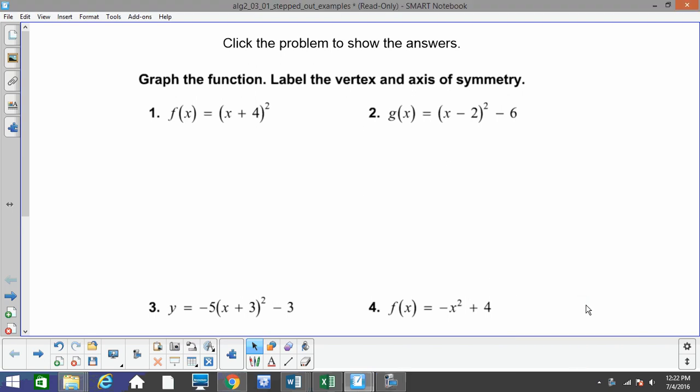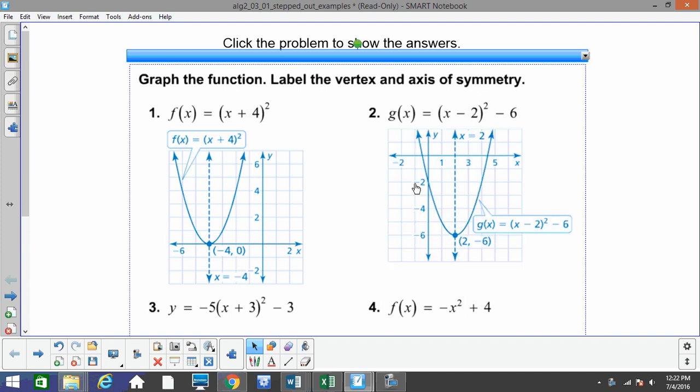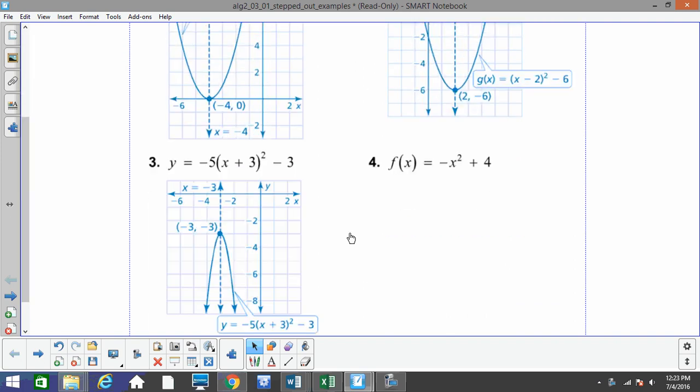All right, let's start off with a couple of review problems. We want a graphed function, label the vertex and axis of symmetry. These are all quadratics that are being transformed. The first one looks like it is going left 4. That one would be going right 2, down 6. This one is going to be going left 3, down 3. And it's going to be smushed in by a factor of 5, also a reflection.